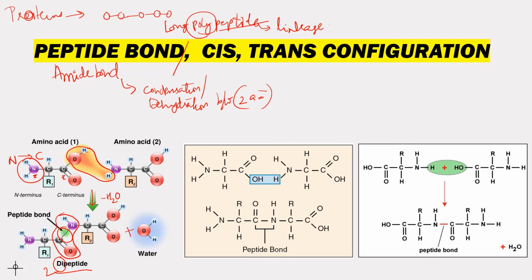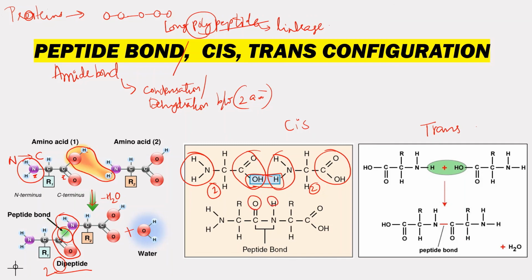So there are two configurations. The first configuration is the cis configuration and the second configuration is the trans configuration. This is again amino acid 1 and amino acid 2. This is the N terminal, this is the C terminal. So OH of the COOH and H of the NH2 is eliminated, and both O and H are in the same direction. We have already studied in geometrical isomerism that cis configuration refers to the functional groups being on the same side. And if the functional groups are on opposite sides, this is called trans configuration.